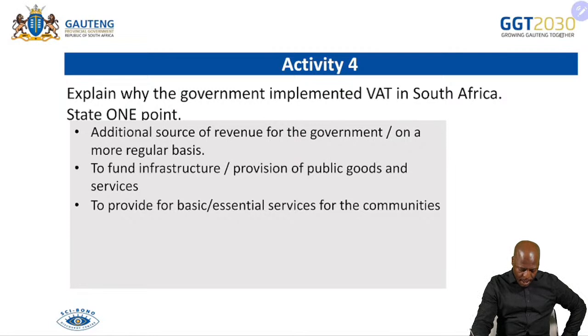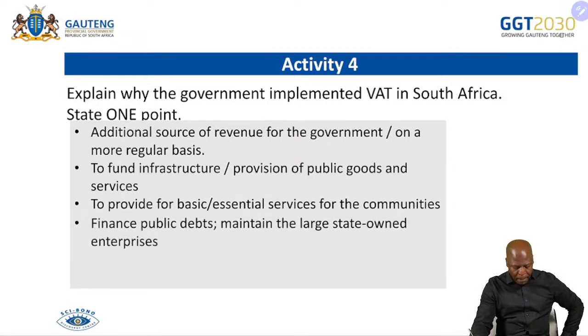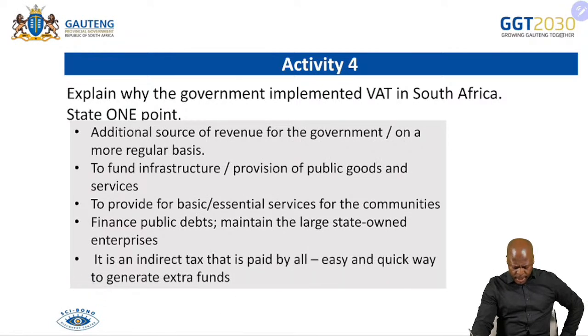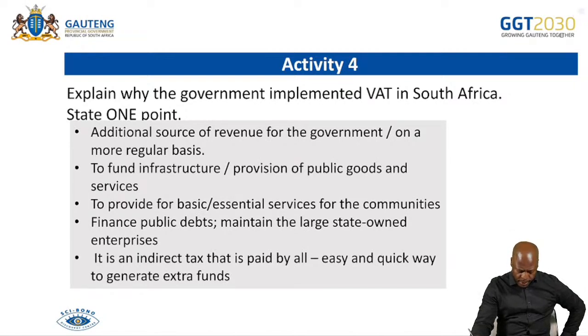And then it is also to finance public debt and maintain the large state-owned enterprises. Public debts need to be paid, so the amount will therefore be from the collection of VAT, as well as maintaining large state-owned enterprises. It is an indirect tax that is paid by all, an easy and quick way to generate extra funds. So everyone is subject to VAT. So it becomes a way which is easy to collect funds.